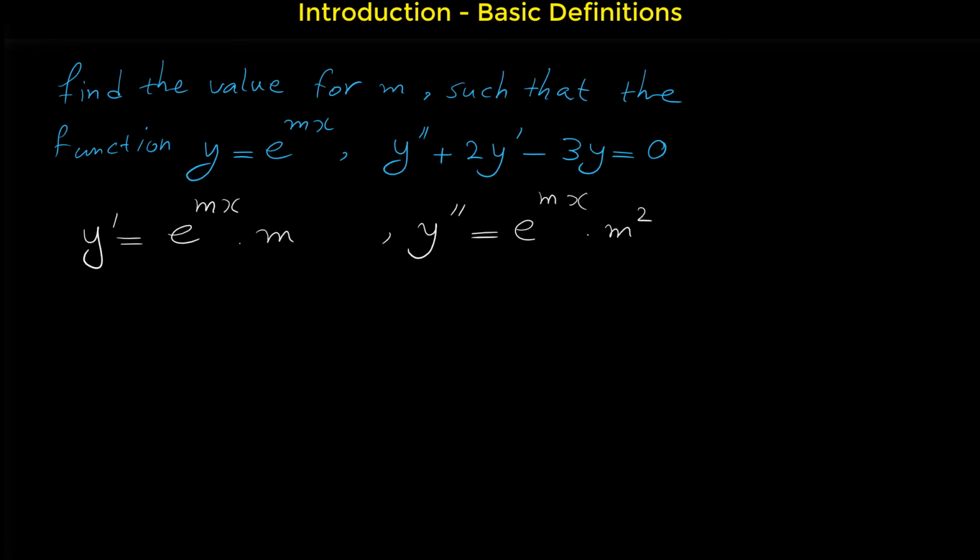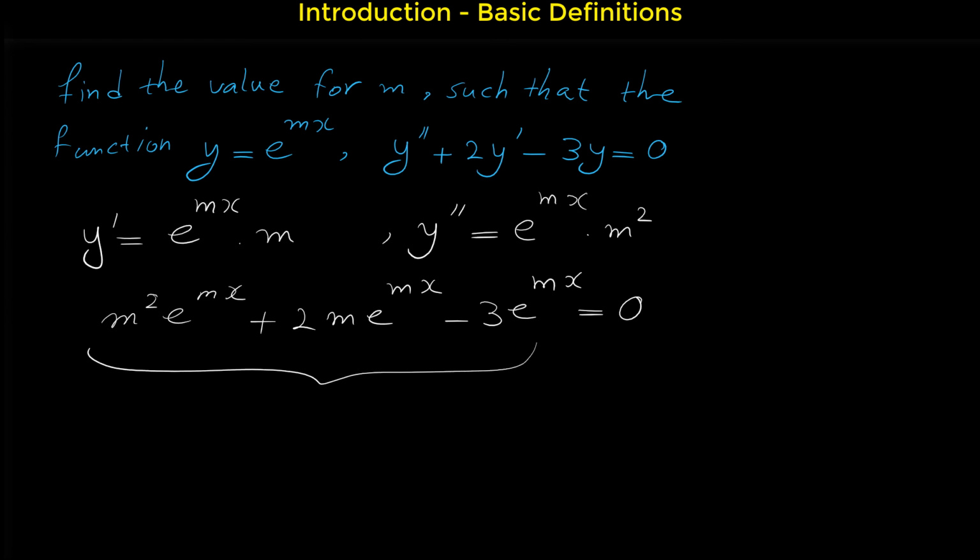y double prime is e to the mx times m squared. Now if we substitute this for y double prime and this for y prime in the given differential equation, we have m squared e to the mx plus 2 times y prime, 2 times this expression, 2 times m e to the mx, minus 3y, which is minus 3 e to the mx, equals 0.